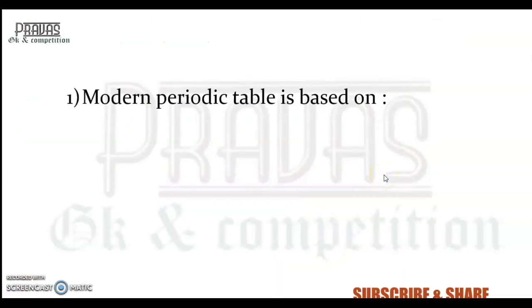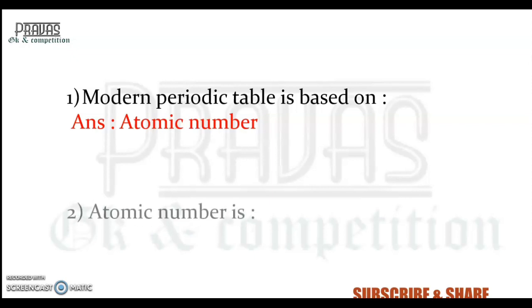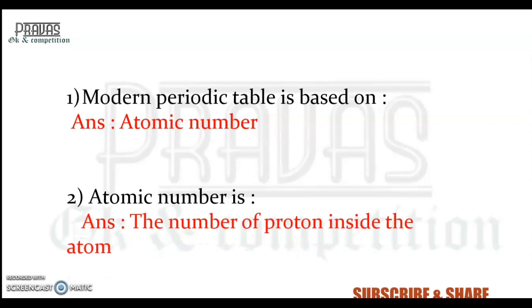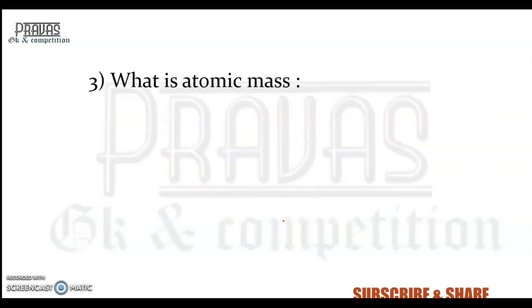And the first question is, the modern periodic table is based on. The modern periodic table is based on the atomic number. Remember, the modern periodic table is based on the atomic number. And the next question is, atomic number is the number of protons inside the atom. Remember, the number of protons inside the atom is called atomic number.